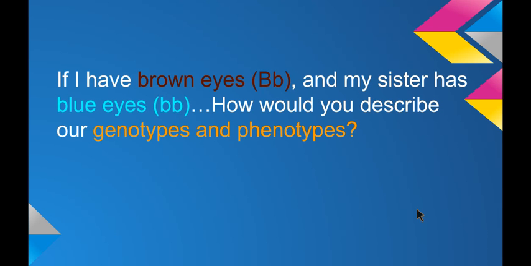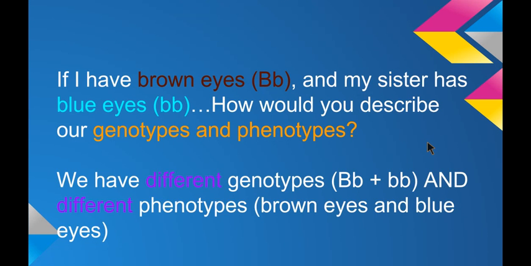Now this is a tricky one. If I have brown eyes and my genotype is big B, little b, and my sister has blue eyes, little b, little b, how would you describe our genotypes and our phenotypes? So the two letters represent our genotypes. Brown eyes and blue eyes represent our phenotypes.